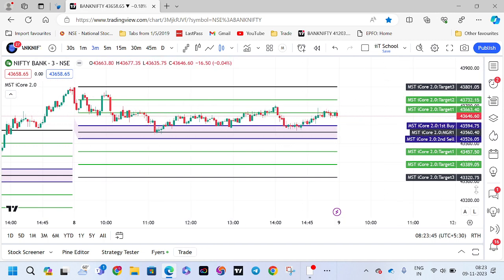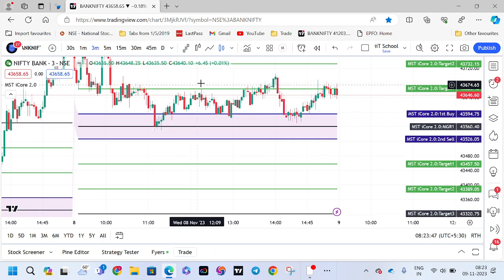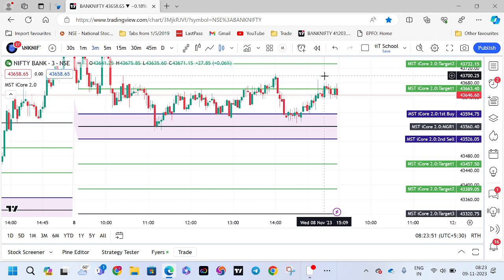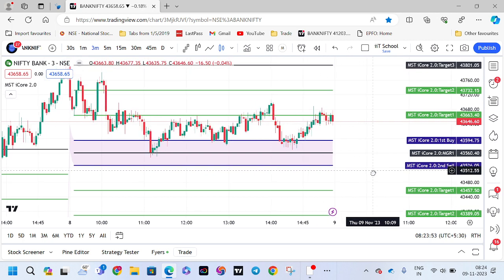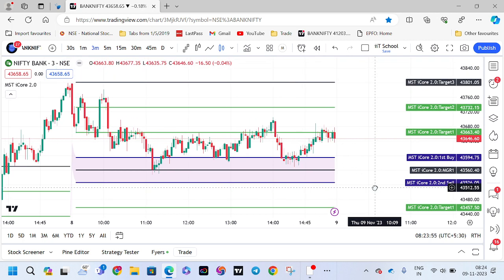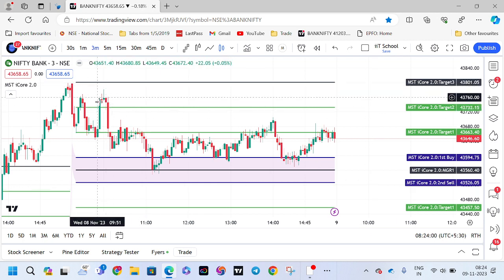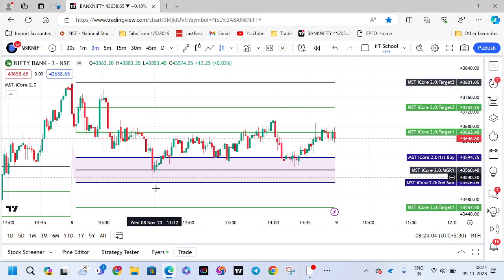See what happened yesterday. Buy activated perfectly. Here buy activated, first target hit here. Again buy activated, target hit. Again buy activated, target hit. Though the market was sideways, we were getting very good profit. And here we have got a very good bearish R3C pattern. From here also we could have booked the profit.